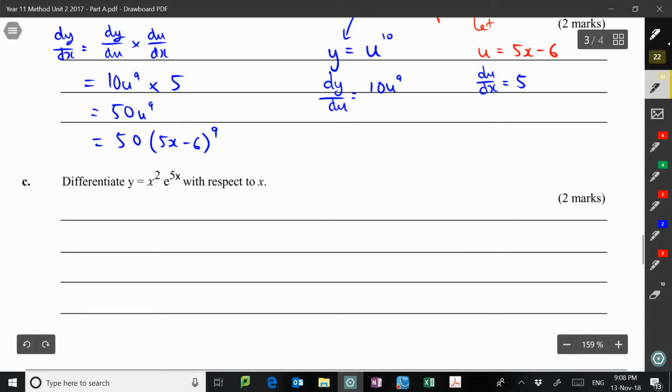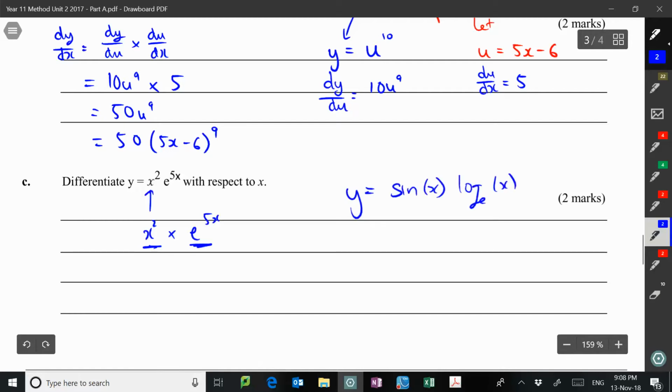Product rule, product means times. So if you have two things multiplied to each other, like you have here, you've got x squared written next to e to the 5x. So that just means x squared times e to the 5x. You've got two functions. Let's give you another one. Let's say sine of x multiplied to log e of x. This is a product rule. Let's do another one. Let's say e to the x times, I don't know, let's do tan of x. That's a product rule.